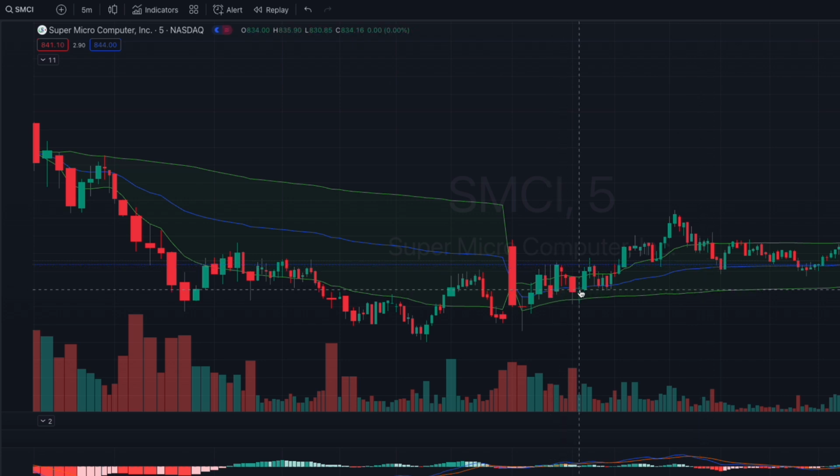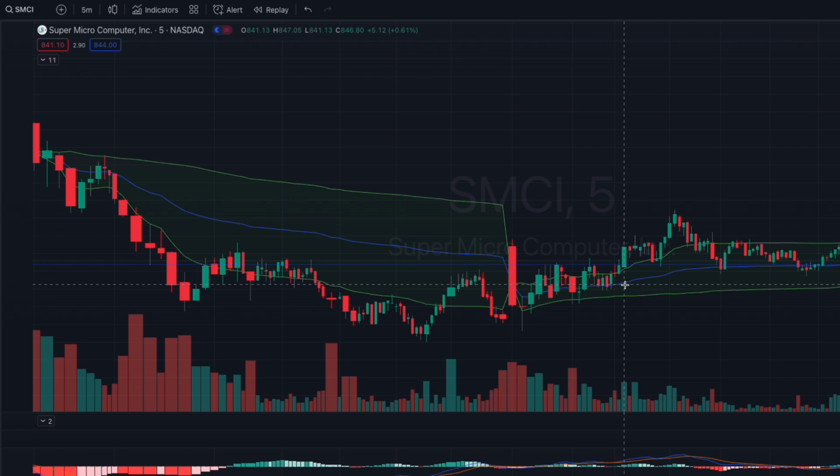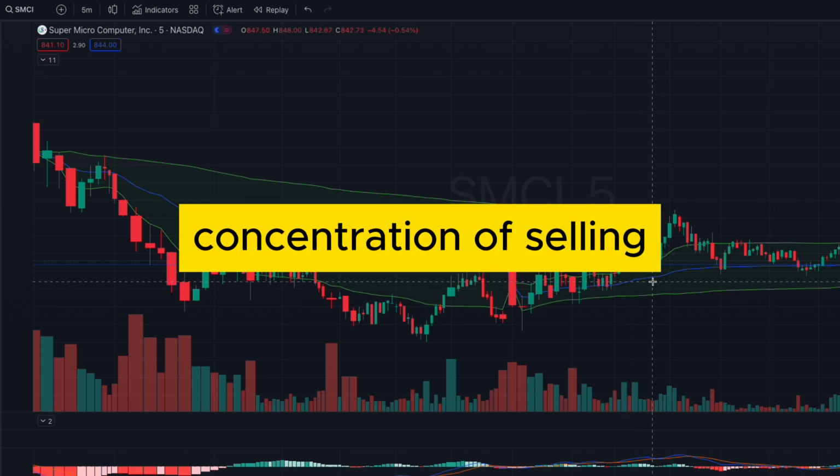Support is a price level where a downtrend can pause due to a concentration of demand, whereas a resistance is a price level where an uptrend can pause due to a concentration of selling.